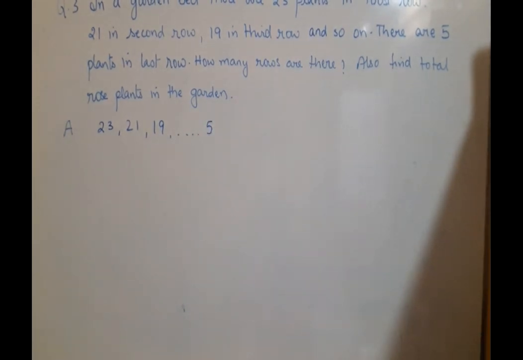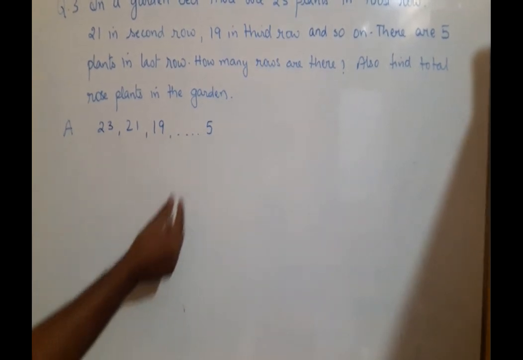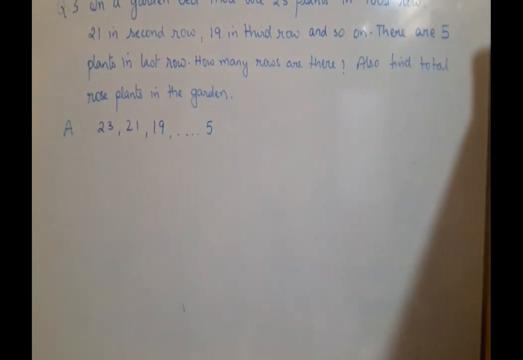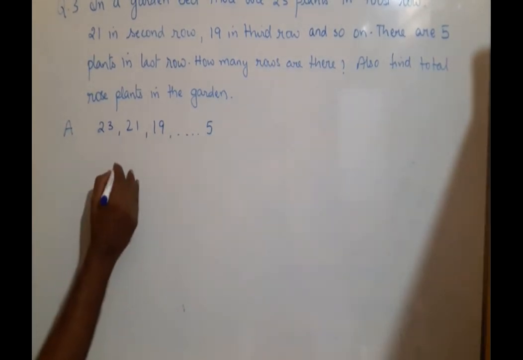So this is a decreasing sequence. 23 in the first row, 21 in the second row, 19 in the third row, and 5 in the last row. We have to find how many rows are there and also find the total number of rose plants in the garden. So first we have to find out how many rows are there. We know 5 in the last row, and this is the nth row. So what is the nth term? Your formula for nth term?